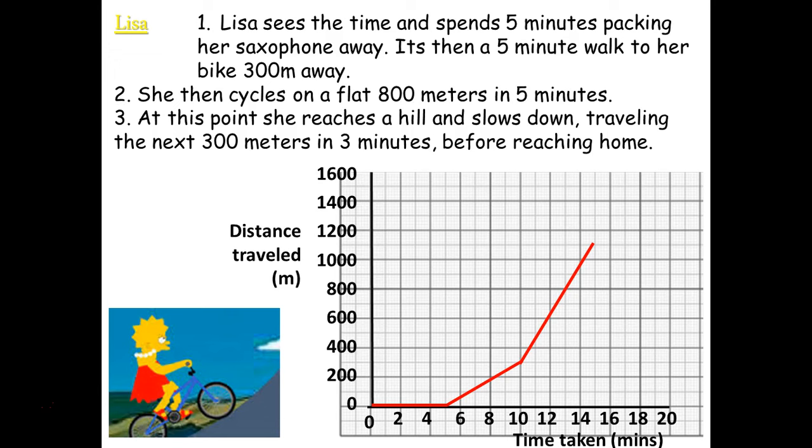Then she reaches a hill and slows down. She travels 300 meters in 3 minutes before reaching home. So she's going up a hill, which means she's going slower. And on this graph, we can see that because the slope is less. It is not as steep as the previous slope when she was cycling on flat ground where she could go faster. So this distance time graph tells us about the velocity. The slope is the speed or the velocity.